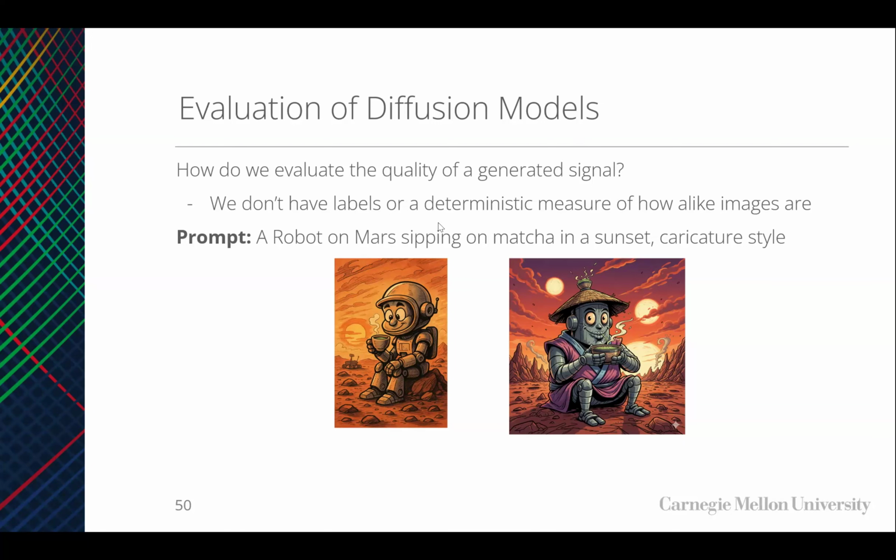Because in this class of generation, we don't really have a fixed label or a deterministic idea of what our image should look like. For example, a robot on Mars sipping matcha in a sunset caricature style. How would you evaluate which image is better or worse? Actually, I'd like to ask you guys, hands up if you think the first image here is a better representation of this prompt. All right, cool. What about the second image? All right, nice. As you can see, it's really tough to decide.